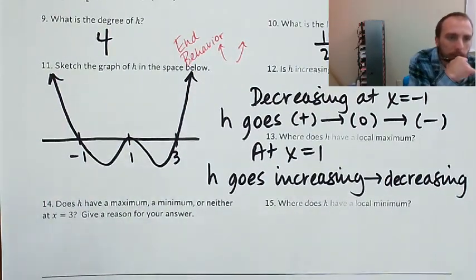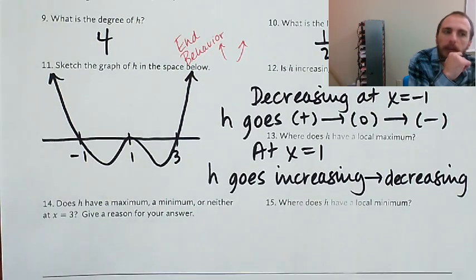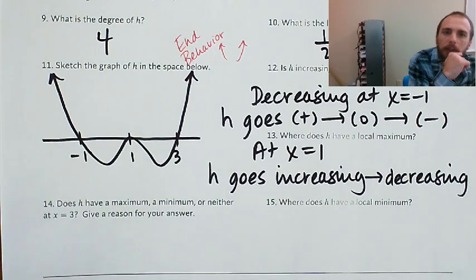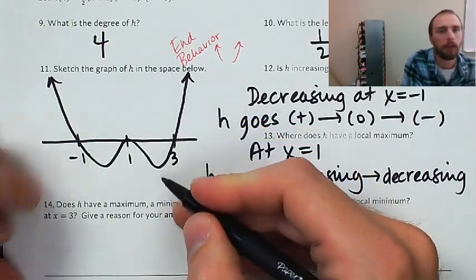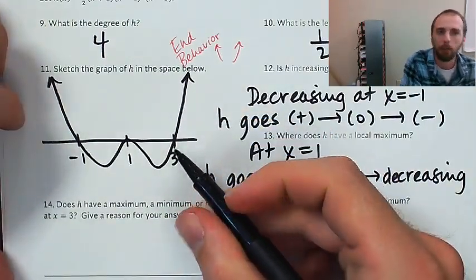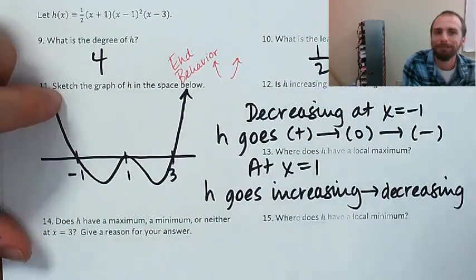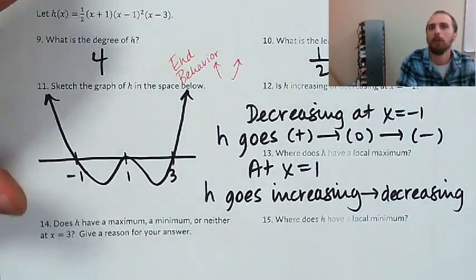Does h have a maximum, a minimum, or neither at x equals 3? Nice, good question. This one is going to be neither because it's continuing to increase through there. I think my reason would be that x equals 3 is not a double root. It's a single root, so it's got to have a sign change.